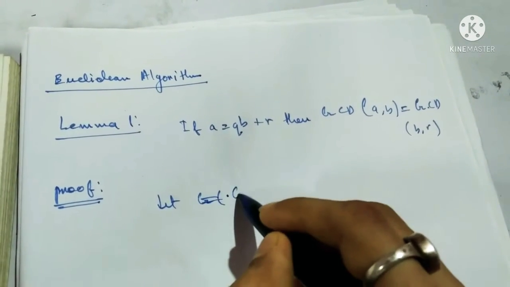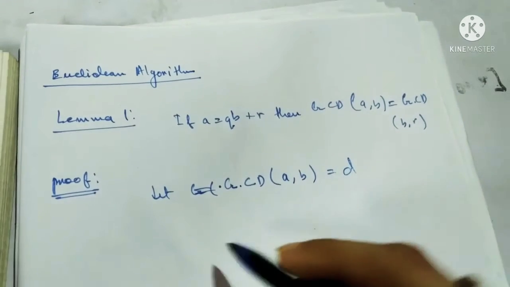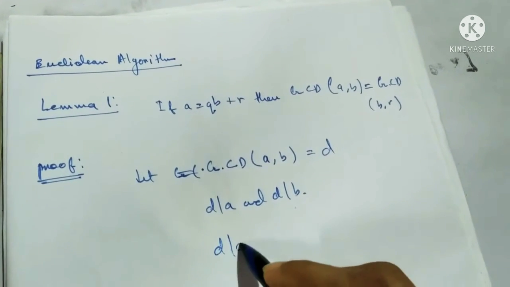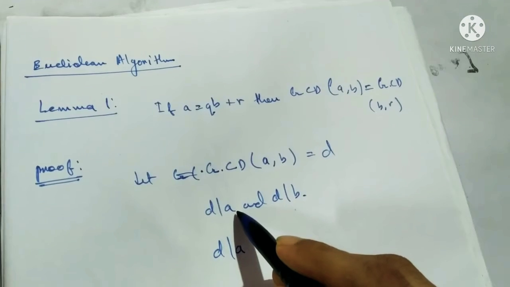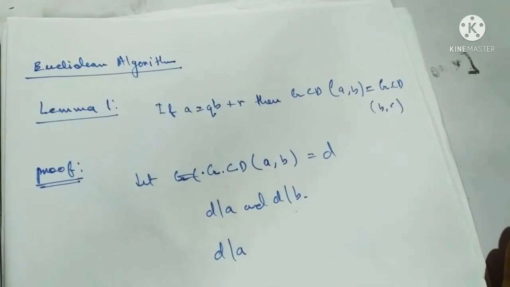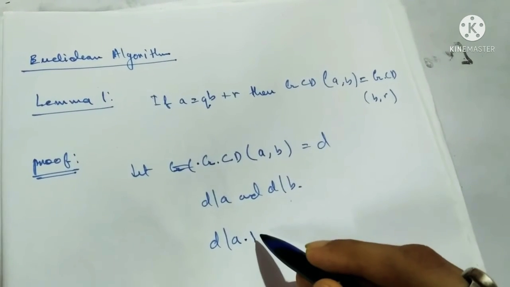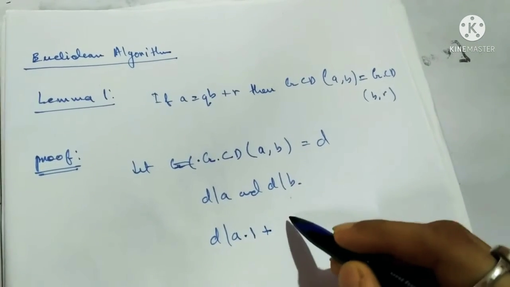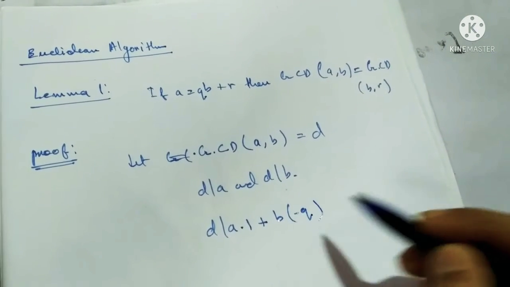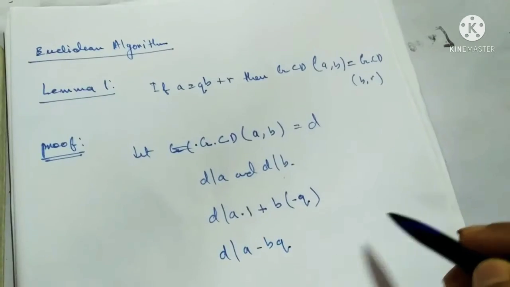Let GCD of A, B be equal to D. So from this I got that D divides A and D divides B. So D divides AX plus BY for some integers X and Y. Now instead of AX, I will write A into 1, where X value is 1, plus BY, with Y as minus Q. So I will get D divides A minus BQ.